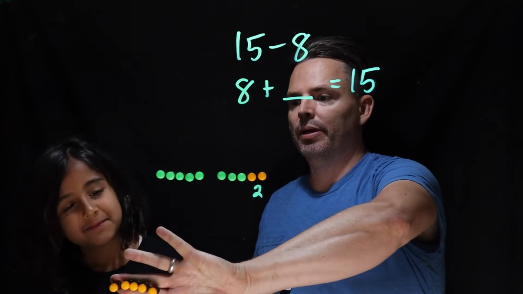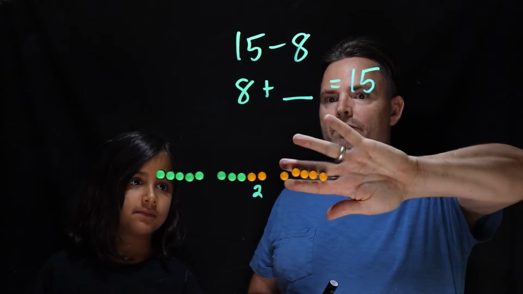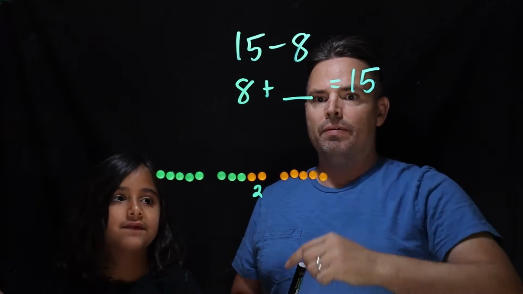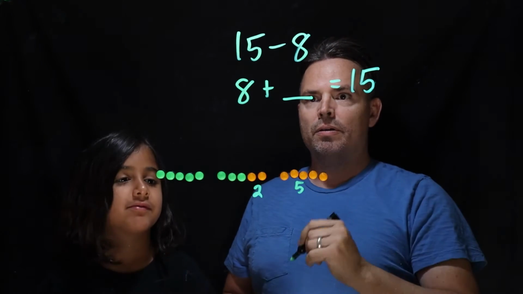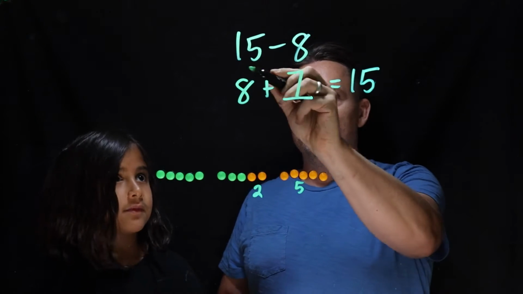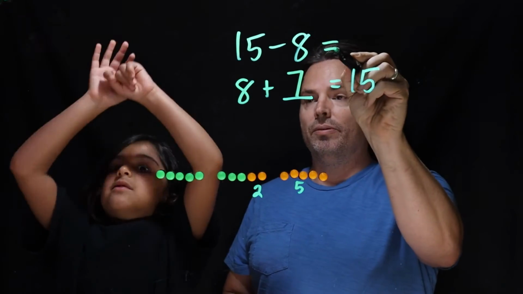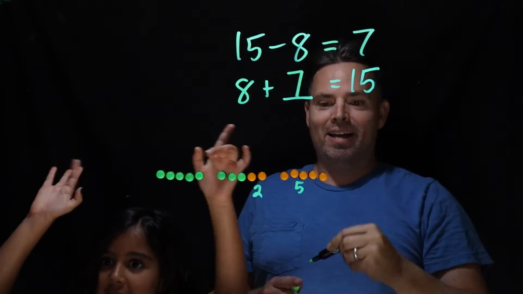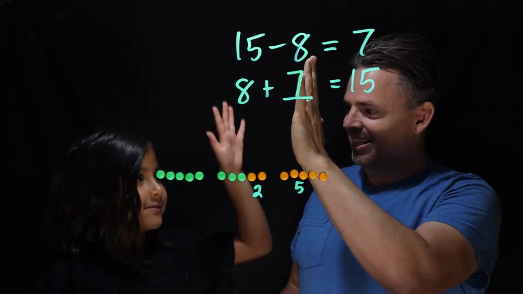Okay, so we'll bring up 5 more, which equals 15. And I just added 7. Okay, because I can see the 5 and the 2, which is 7. So that means 15 minus 8 equals 7. All right, nice idea, Nikki.